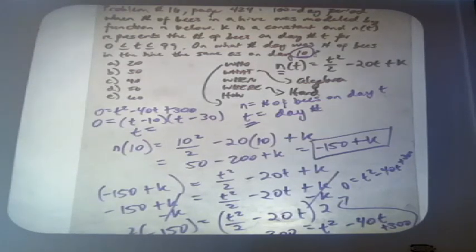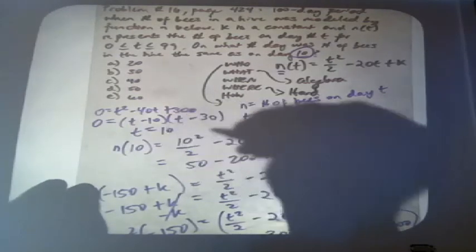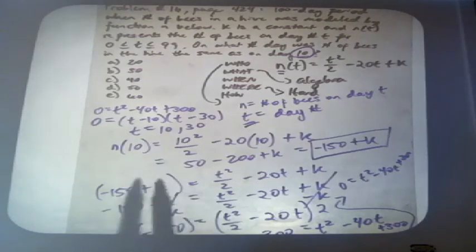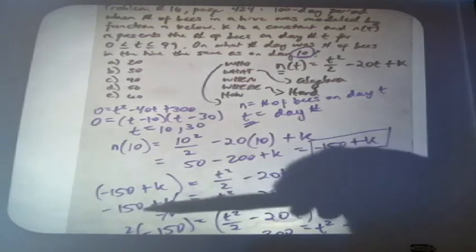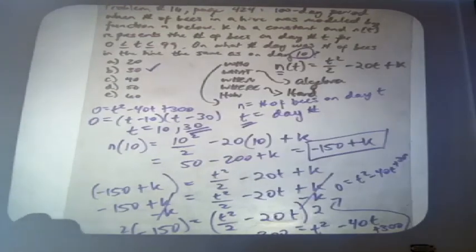Using the zero product property, we can now solve for each factor, and we get t equals 10 and t equals 30. All right, so we get two answers, which if we go back to the problem, it makes sense. Remember that negative 150 plus k represents the number of bees on day 10, and what we were trying to find, it also represents the number of bees on day 30. So that's our answer. B. The number of bees on day 10 is equal to the number of bees on day 30, and that's why our answer was B.